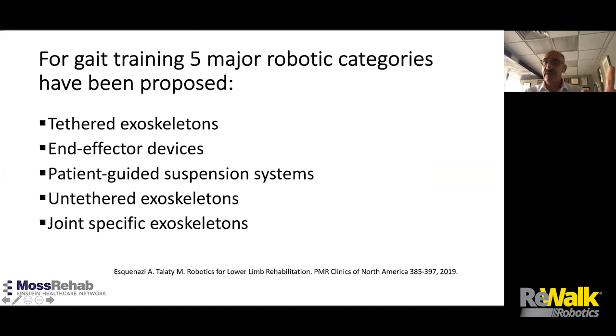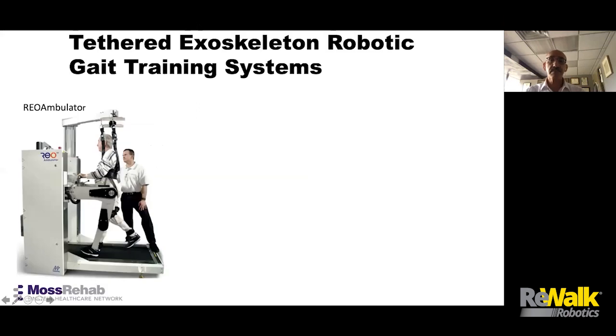So I have defined 5 major categories of gait training robotic devices. Briefly, they're listed there: tether exoskeleton, end effector devices, patient-guided suspension systems, untethered exoskeletons, and then joint-specific exoskeletons. And today, my hope is that we're going to be focusing most of our attention on that last line.